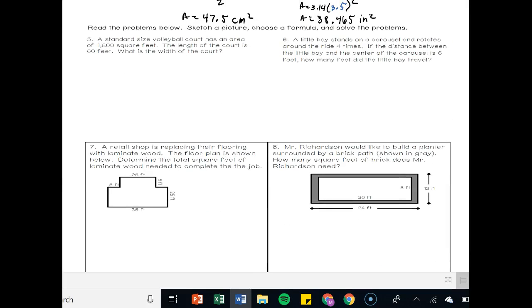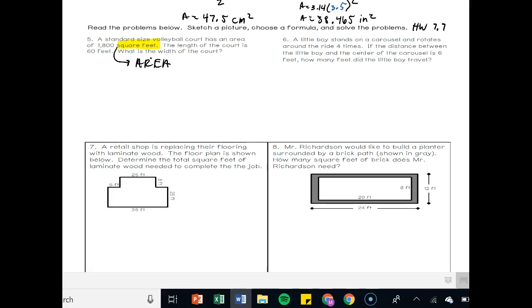If we scoot on down, problems 5 and 6, you have done these problems before. Take a look at homework 7.7. Problems at the very bottom on the front and very back, right? So number 5, a standard size volleyball court has an area of 1,800 square feet. As soon as you see square feet, you know you are working with area, right? The length of the court is 60 feet. What is the width of the court?